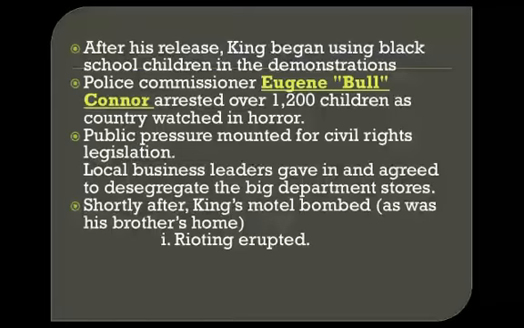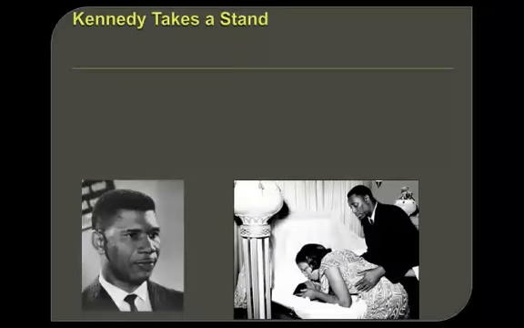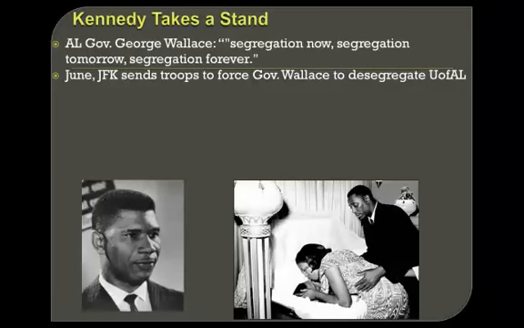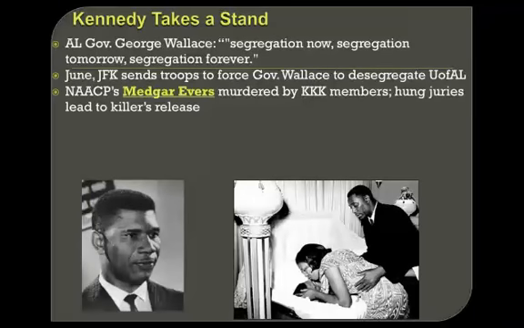Really shortly after this, Martin Luther King Jr.'s hotel room was actually bombed, and then rioting erupted in Birmingham as a result. He was not killed in that. So eventually, the Kennedy administration takes a stand. They sent in troops to desegregate, forced Governor Wallace of Alabama to desegregate the University of Alabama. Governor George Wallace of Alabama is famous for this quote that he made on the radio: segregation now, segregation tomorrow, and segregation forever.